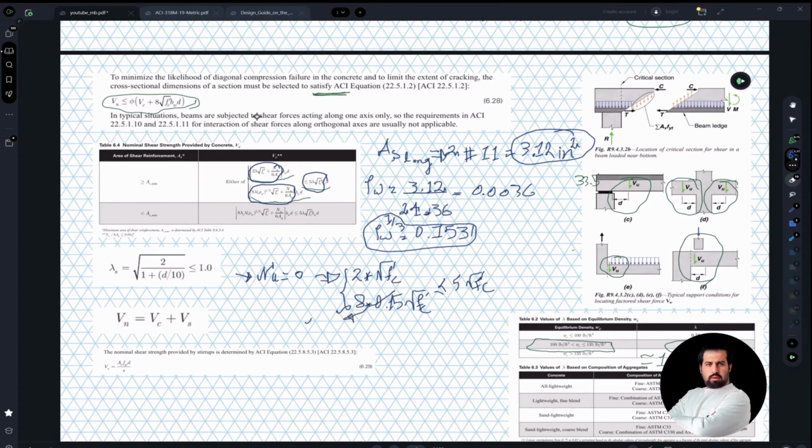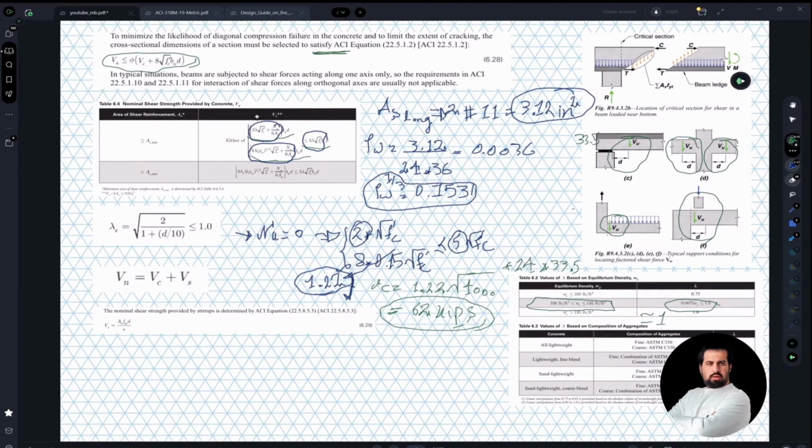After calculating the required parameters to obtain the nominal shear strength of a simple concrete beam, with the relationships proposed by ACI 318.19, we calculated the nominal shear strength of concrete. The nominal shear strength of concrete is 62 kips, and the value of Vu, the ultimate or factored shear load in the beam, is 22 kips.